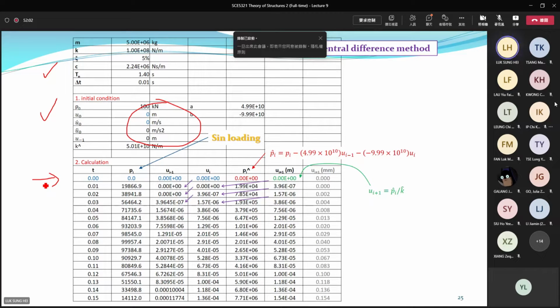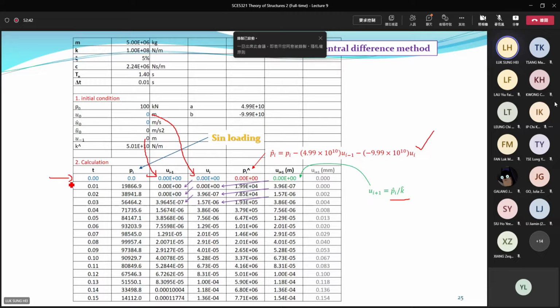You may start from time 0. Time 0, you know the force, you know the displacement u-1, you know the displacement u0, right? Because they're the initial values calculated before. Using these values, using our central difference equation, you can find out p hat at time 0. And then using p hat, using k hat, you can find out u1. Then you finish the first row.